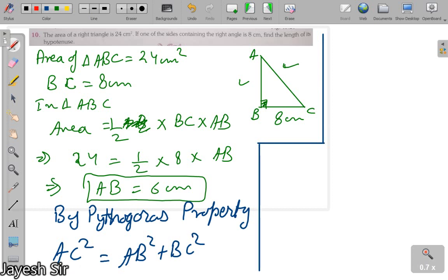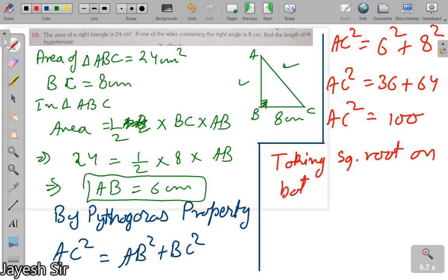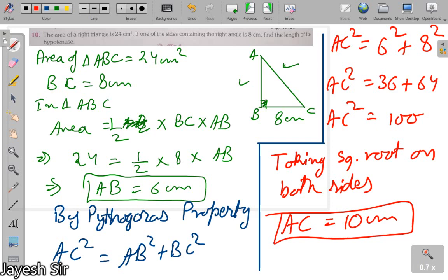So here AC square, we don't know the value of AC, AB we know the value is 6 square, and BC is 8 square. We just did the same type of calculation. 6 square is 36, 8 square is 64. That means AC square is equal to 100, and taking square root on both sides, AC is equal to 10 centimeter. So that will be the value of the hypotenuse here. I hope you get all this.